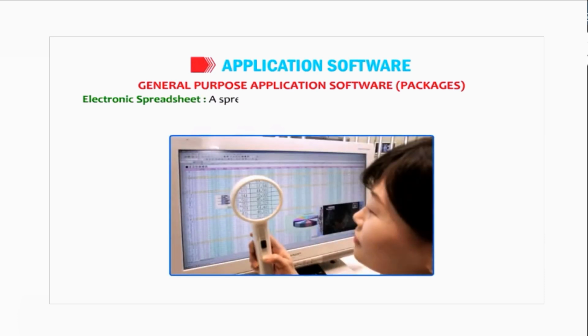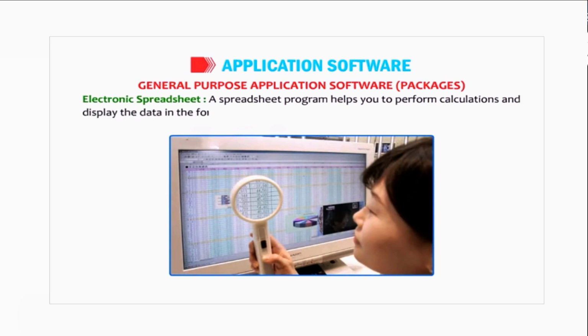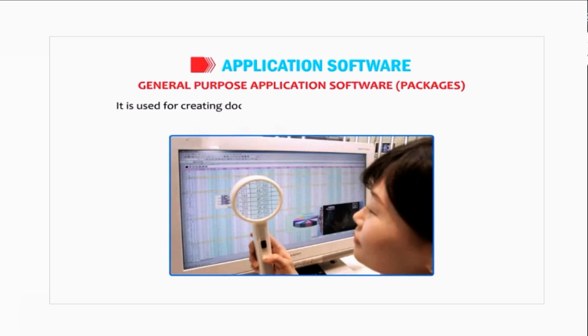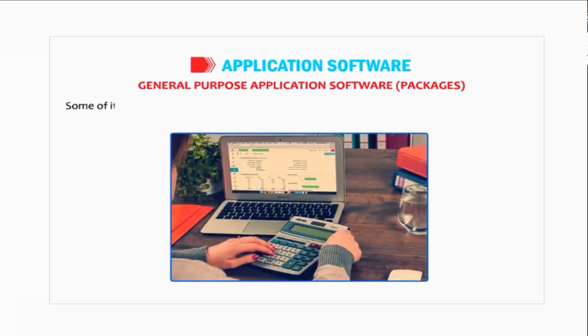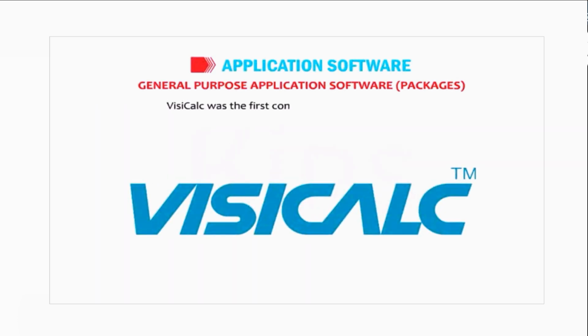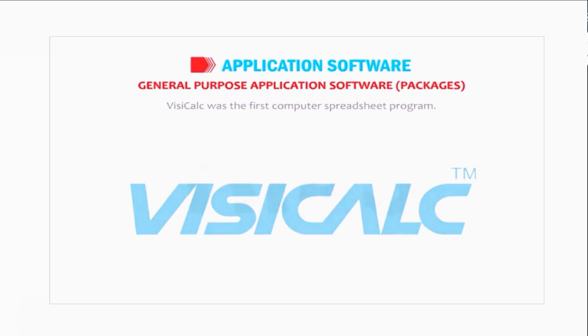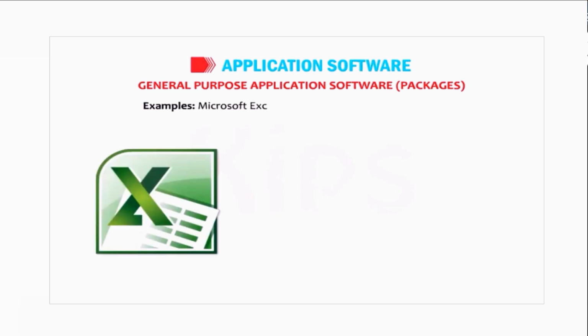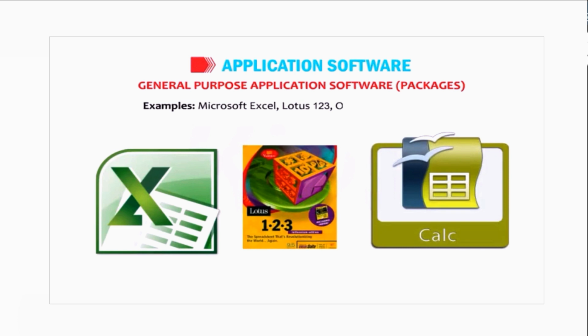Electronic spreadsheet. A spreadsheet program helps you to perform calculations and display the data in the form of a chart to analyze in a better way. It is used for creating documents to manage and organize numerical data. Some of its application areas are financial accounting, cost analysis, interest calculations, etc. VisiCalc was the first computer spreadsheet program. Examples: Microsoft Excel, Lotus 123, OpenOffice.org Calc, etc.